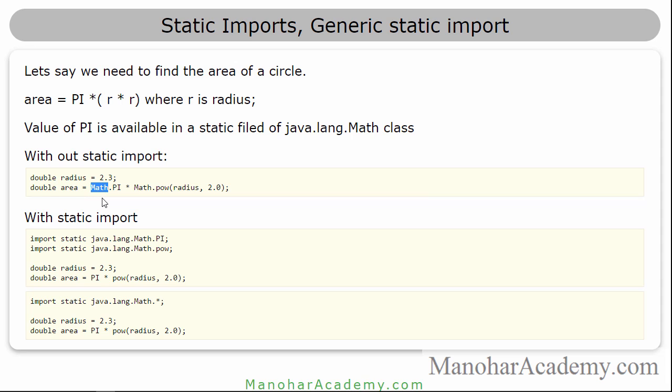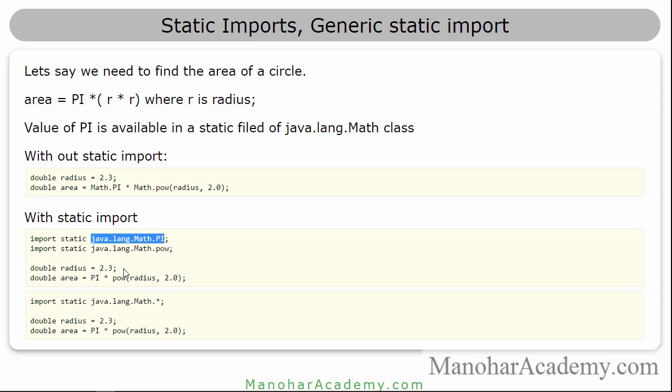So I have to write the expression like this: Math.PI to access the static field or static variable in the Math class, and Math.pow, or power, to access the static method on the class, and I need to pass the arguments. So instead of that, if I don't want to use the class name, if I want to use the PI field directly and the pow method directly, then I need to import those static members.